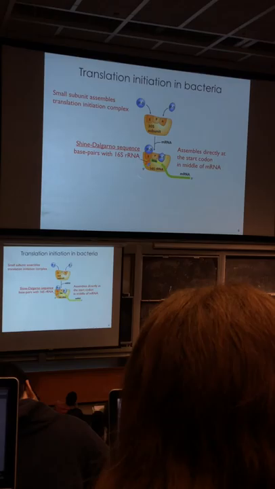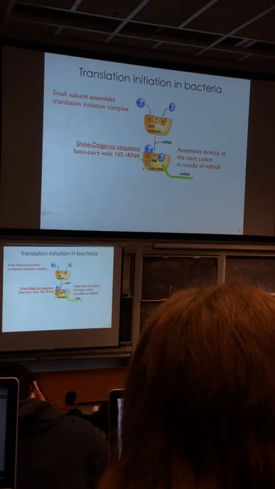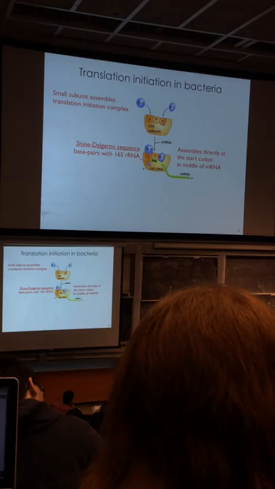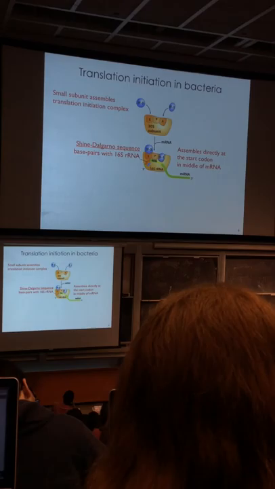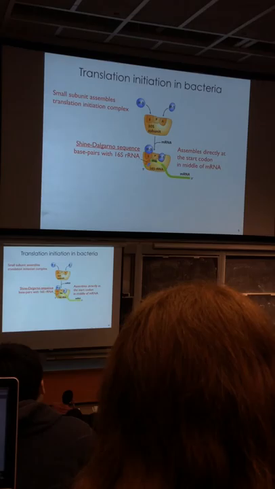And this is the sort of interaction that is recruiting the small subunit to the middle of an mRNA. So here it's actually shown happening near the 5' end, but on that polycistronic RNA, each of those separate genes would have its own Shine-Dalgarno sequence, and the small subunit of the bacterial ribosome could load directly onto the Shine-Dalgarno sequence, either as the beginning or in the middle of that transcript. So it assembles directly at the start codon in the middle of the mRNA.